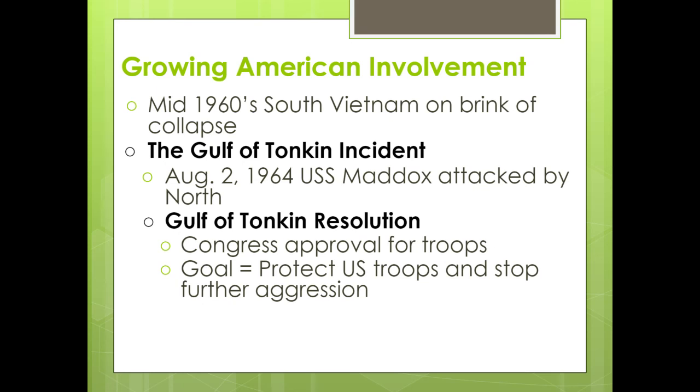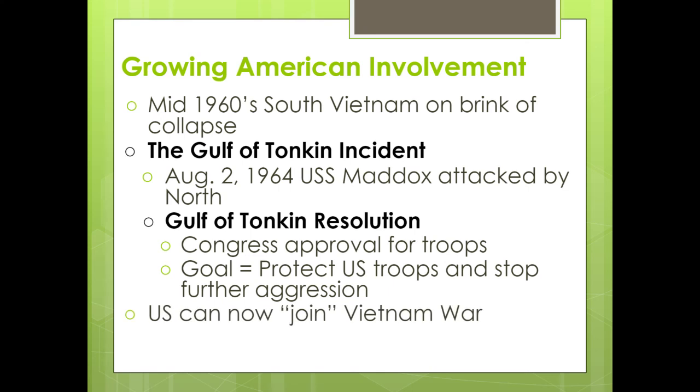So the goal of this is to protect U.S. troops and stop further aggression. Notice it says nothing about actually attacking the North. Vietnam War is a war waged without a declaration of war. The United States actually never declares war on North Vietnam. Our only goal, the Gulf of Tonkin Resolution says, is to protect our troops that are already there and to stop further aggression by the North against the South to turn it communist. So the United States is just protecting what is already there. We're containing communism. Vietnam is another example of trying to contain communism.